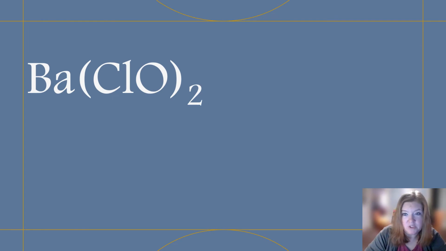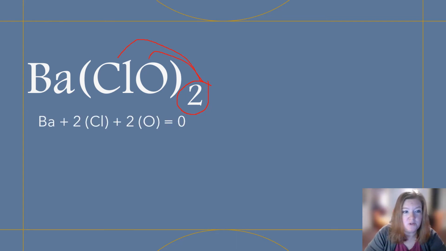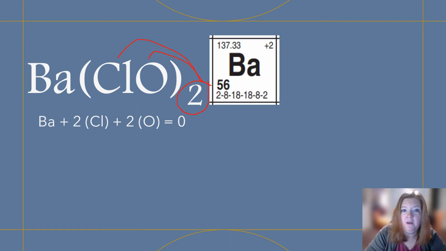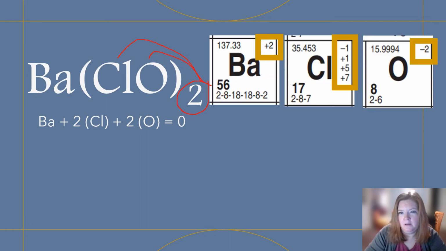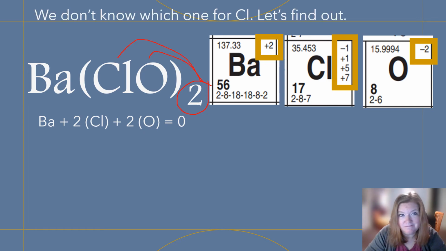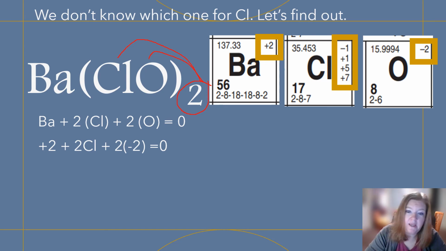Okay, let's try another one. So let's set up our equation. How many Ba? 1. How many Cl? Well, this 2 gets distributed to everything inside the parentheses. So it should be 1 Ba plus 2 Cl plus 2 O equals 0. Let's look them up. Which is the one I don't know? Cl, right? So let's plug in the other stuff. I get a plus 2 for Ba and a negative 2 for oxygen. Multiply out for the oxygen to get negative 4.